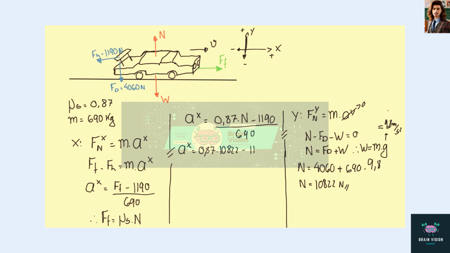So, the acceleration of the car in the x direction is equal to 0.87 times 10,822 minus 1190 divided by 690. And this gives us an acceleration of approximately 12 meters per second squared. And this is the maximum possible acceleration. Any acceleration above this value will make the tires of the car slip on the ground. And well, note that this expression for the static frictional force is useful when we are calculating the maximum possible frictional force. So, this means that we are using the maximum possible frictional force to calculate the acceleration.